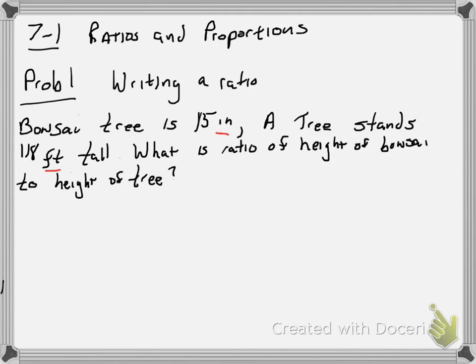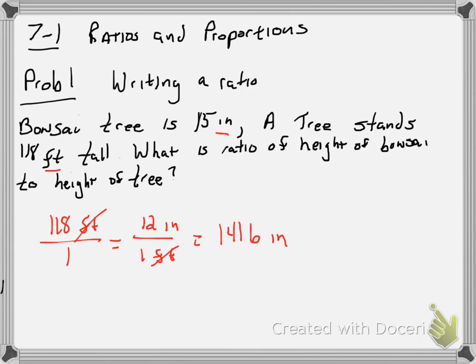So I want to convert to always the smaller unit, and when we do that, we're going to do some sort of what's called a unit analysis here. So 118 feet over 1 equals, and then we want to make sure that our units cancel. So 1 foot, and this gives me 12 inches in 1 foot. So the feet cancel, and now we would have the proper unit. 118 times 12 is 1,416 inches.